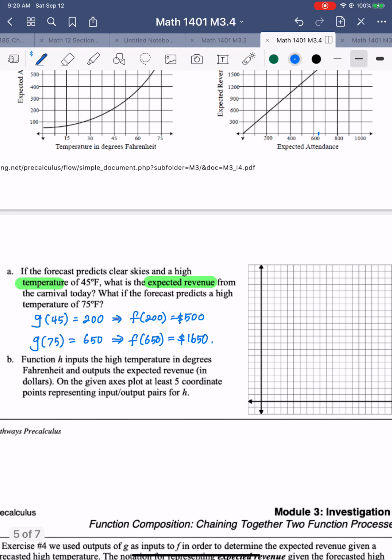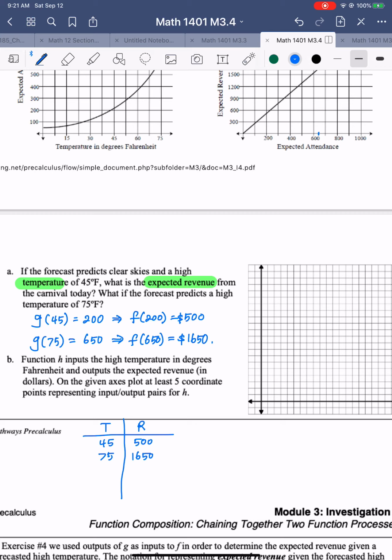Part B: the function h has input of the high temperature in degrees Fahrenheit, and output is expected revenue. Create another function graph, and on the given axes plot a list of 5 coordinate points representing the input-output pairs for h. So let me make a table. The good thing is we already have temperatures and revenue: 45 degrees gives us 500, and 75 degrees gives us about 1650.